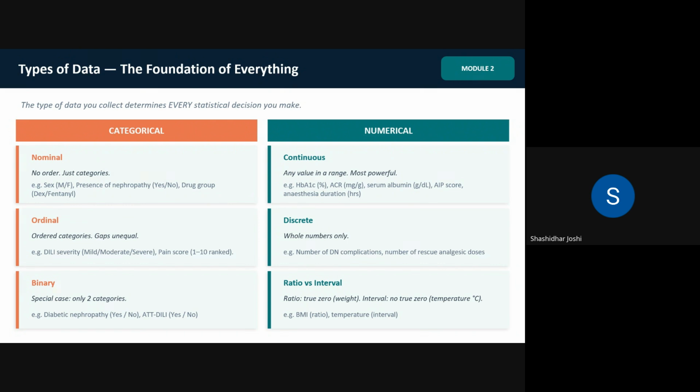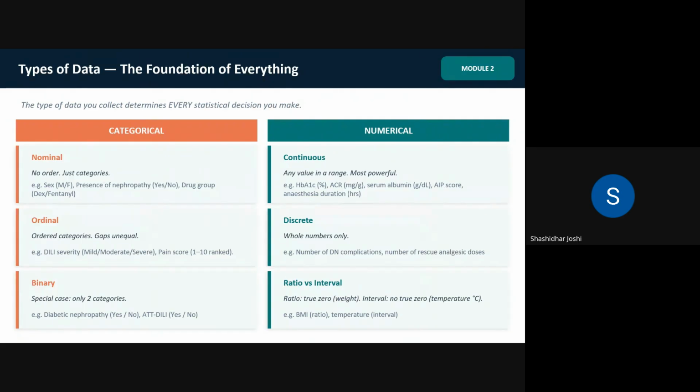Similarly, if you are looking at the pain score, like 1 to 10 ranked, there is an inherent order. That's the reason it is called ordinal data. The name itself suggests order, ordinal, order. There is an order there. And the last one is binary. Only two categories, yes or no, as with nominal. It is specific: only two data points. For example, DILI yes or no, positive or negative, whether the patient was cured or not. Only two possibilities under binary data.